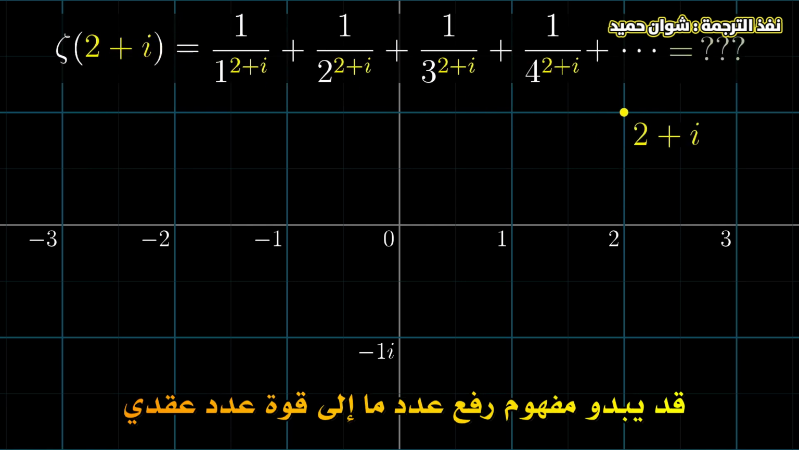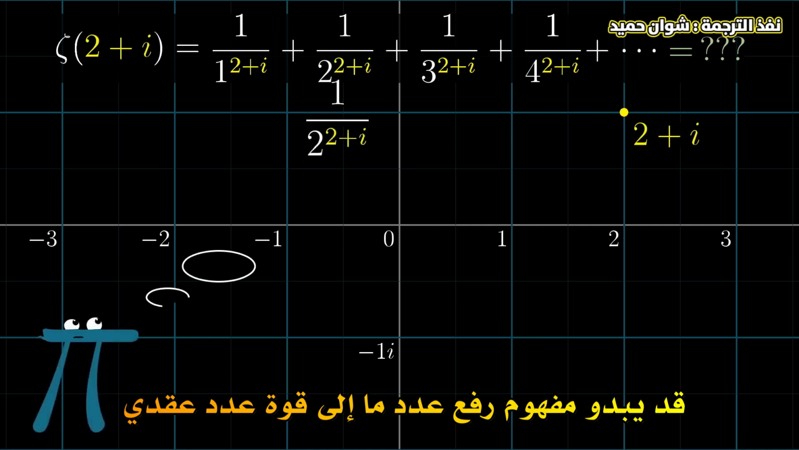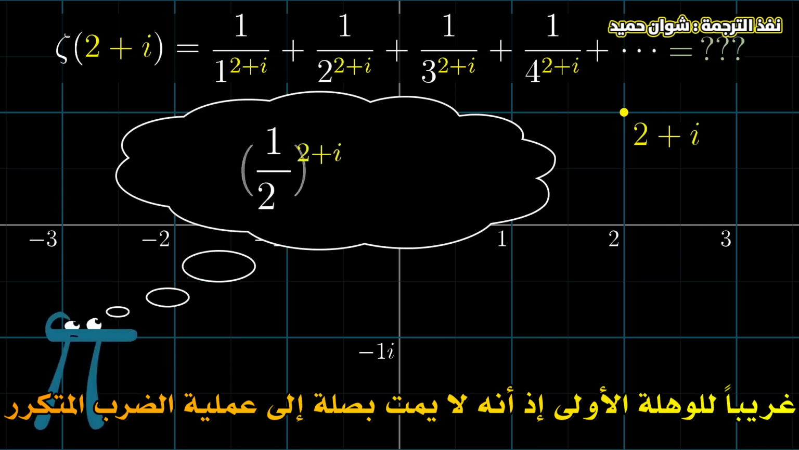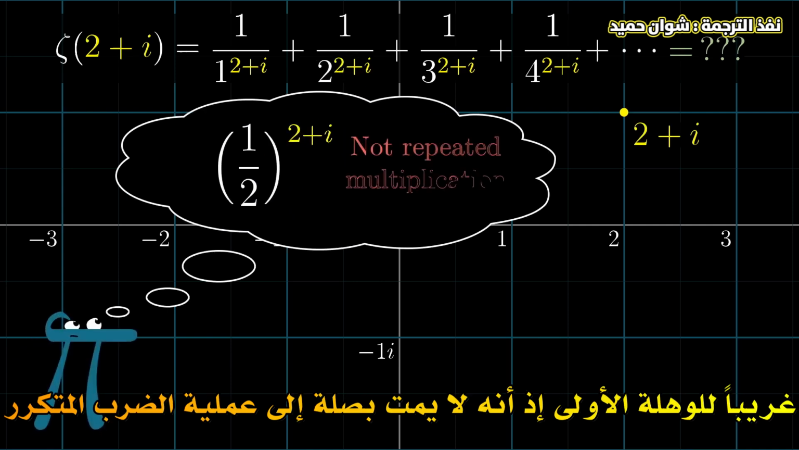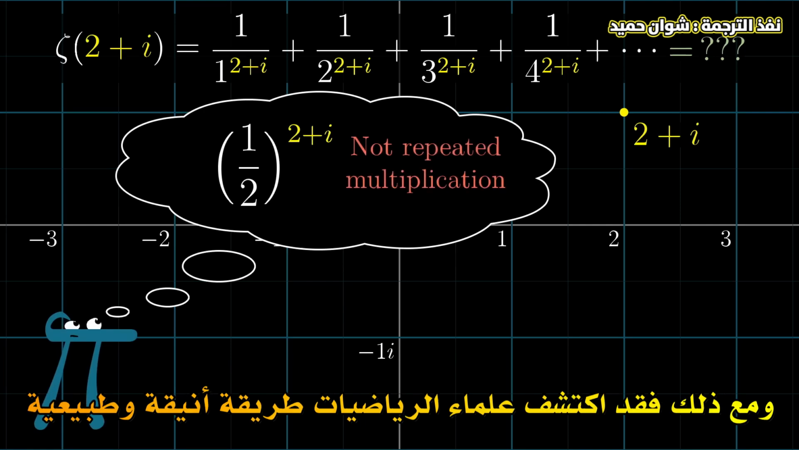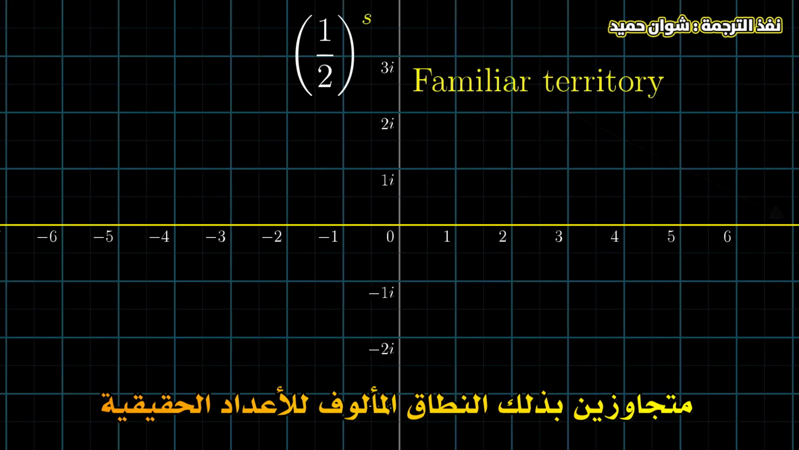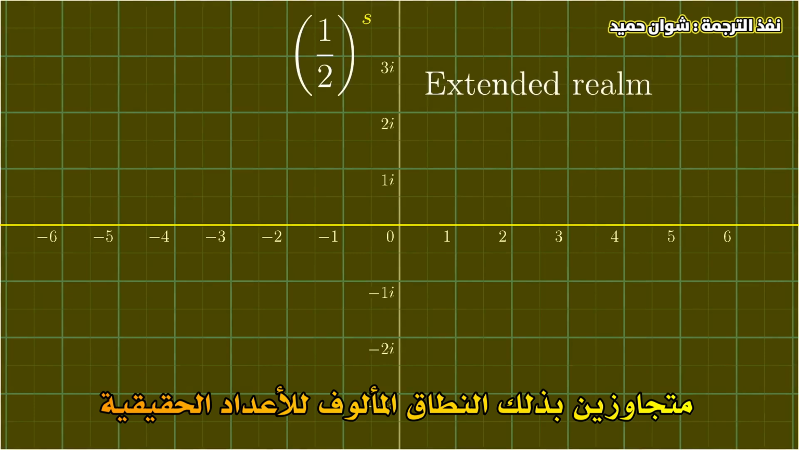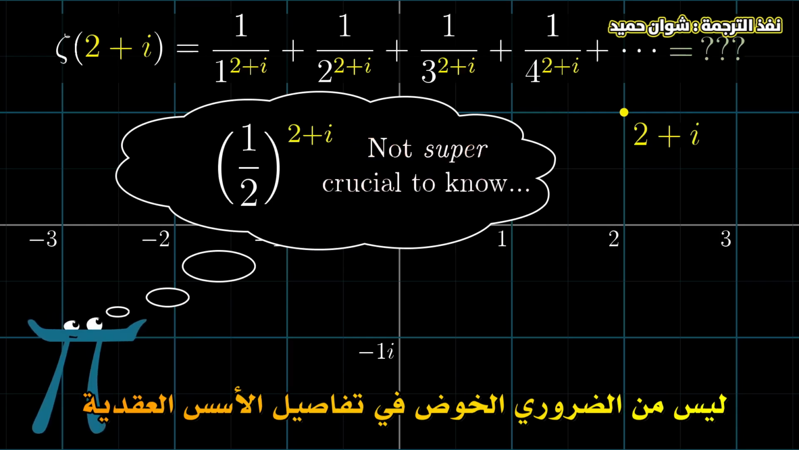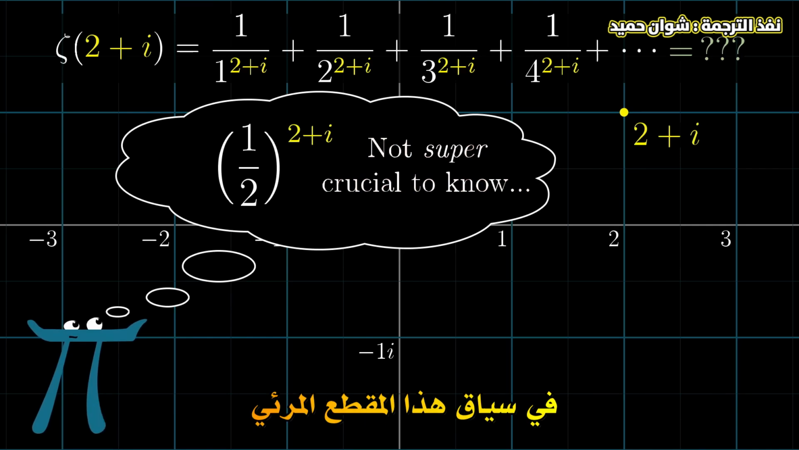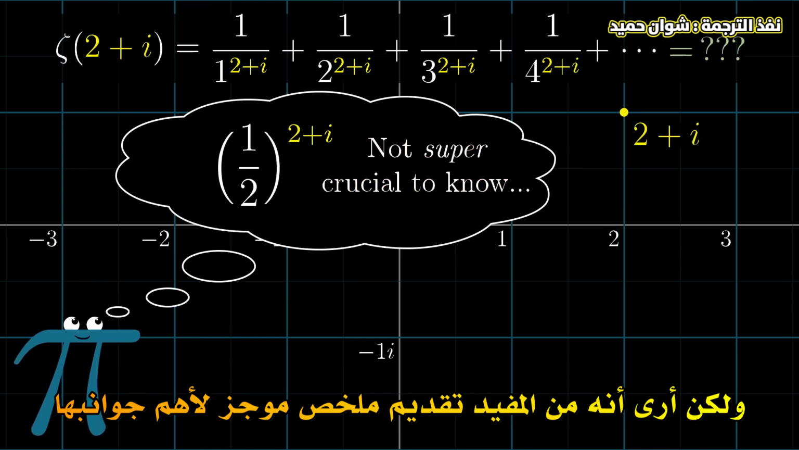Now, if you've never seen the idea of raising a number to the power of a complex value, it can feel kind of strange at first, because it no longer has anything to do with repeated multiplication. But mathematicians found that there is a very nice and very natural way to extend the definition of exponents beyond their familiar territory of real numbers and into the realm of complex values. It's not super crucial to understand complex exponents for where I'm going with this video, but I think it'll still be nice if we just summarize the gist of it here.